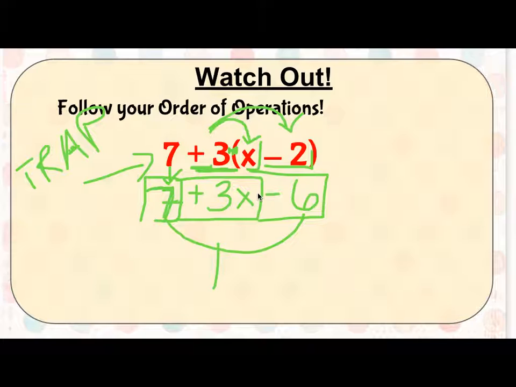So that was a positive 1, and then I had the 3x left over, so it's 3x plus 1 or 1 plus 3x, which is the same thing.